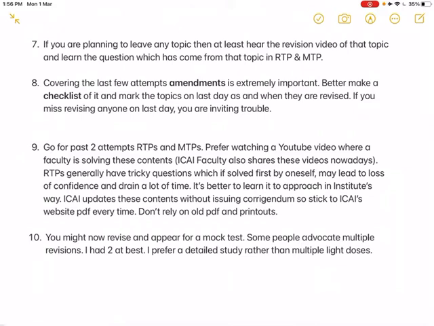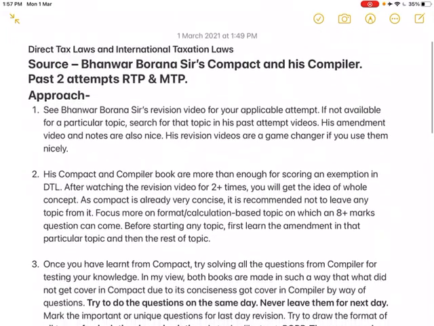You might now revise and appear for a mock test. Some people advocate multiple revisions. I had two at best. I prefer a detailed study rather than multiple light doses.